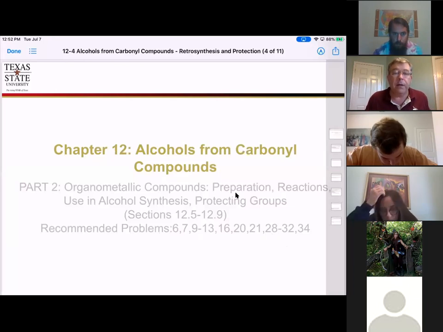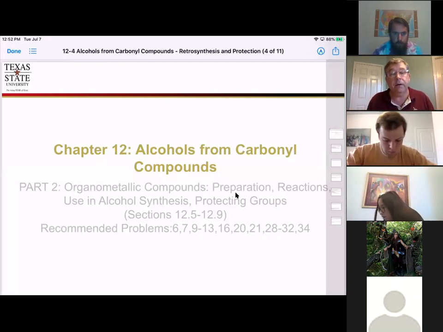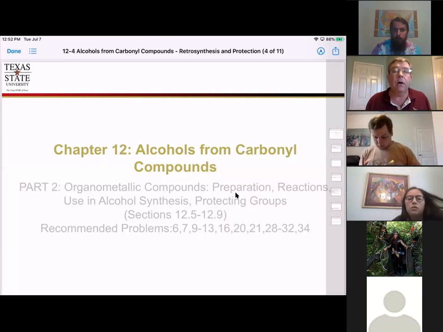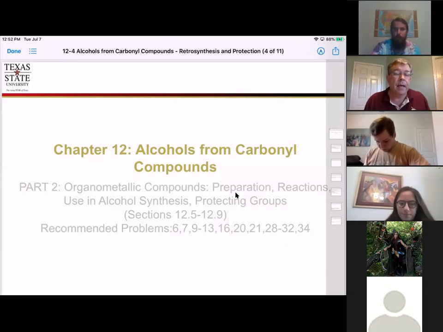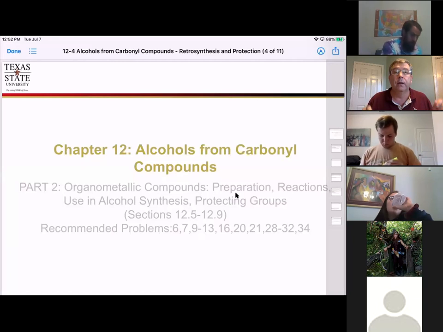Okay, so now we're going to continue on with those organometallic reagents. We learned that we can make primary, secondary, or tertiary alcohols based on what we started with. We can make primary alcohols from formaldehyde and formaldehyde only, secondary alcohols from all the other aldehydes, and ketones, esters, and acid chlorides will give us our tertiary alcohols, okay?